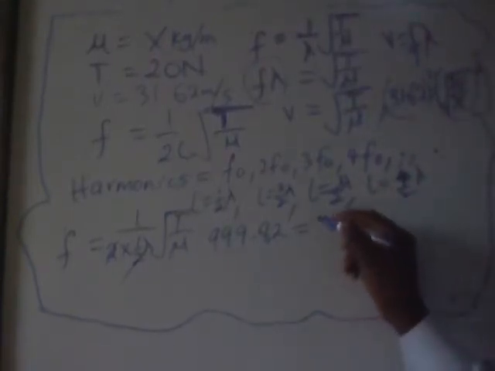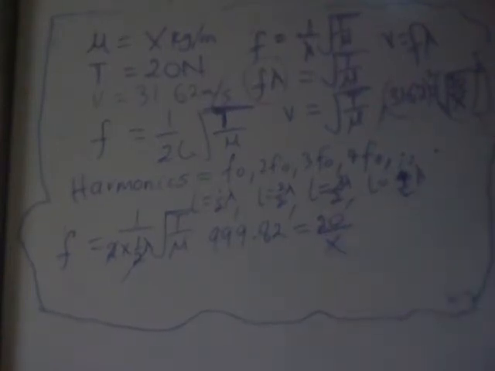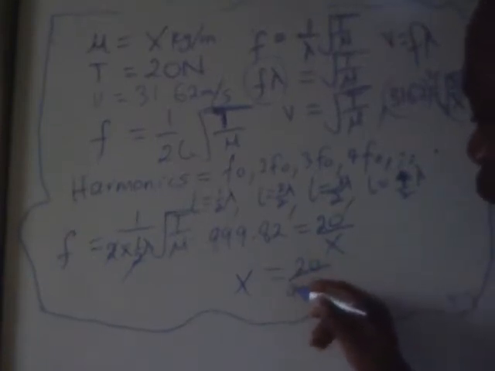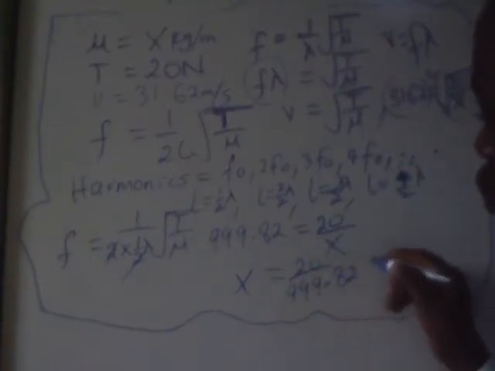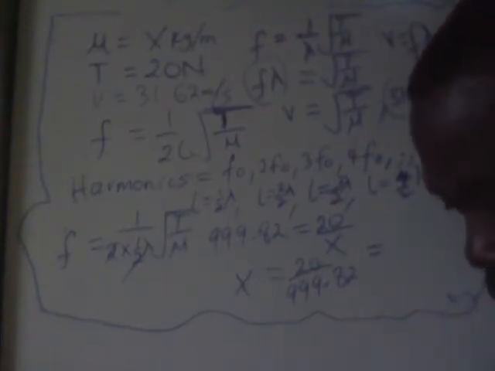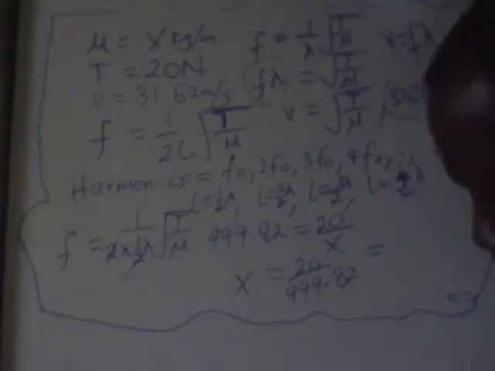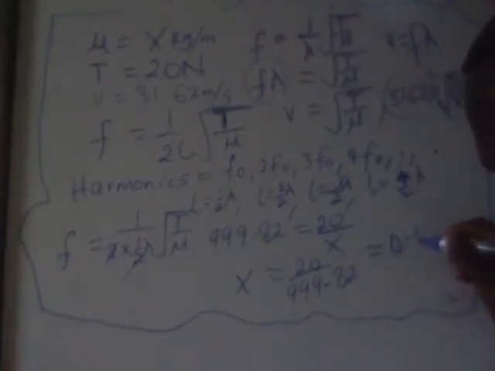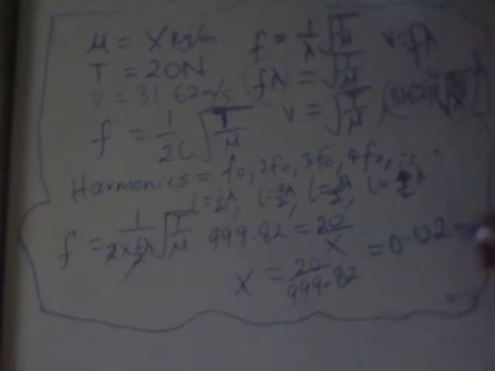You are left with 20 over x. So cross multiply, we have x equals 20 over 999.82. Let's divide that. 20 divided by 999.82 gives us 0.02 mass per unit length. That's kilogram per meter, 0.02.